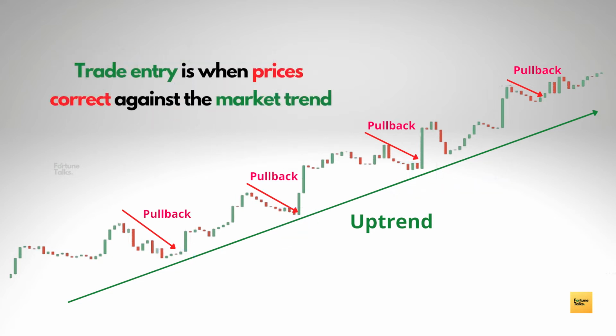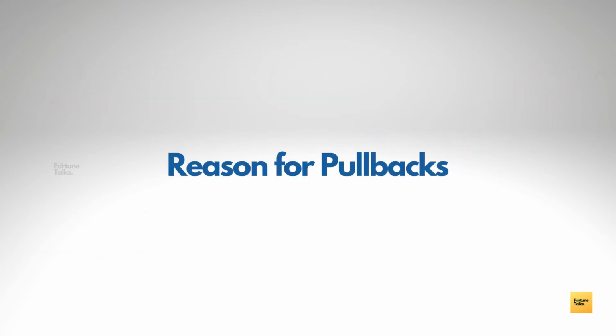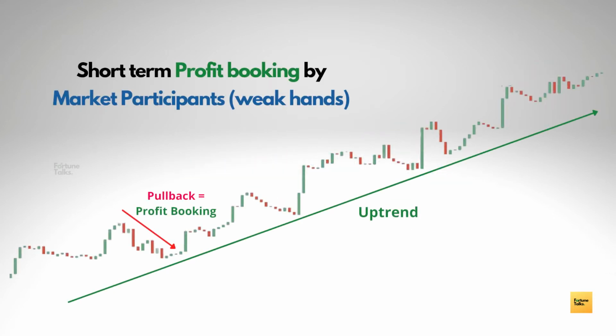As a pullback trader, you are trying to take a trade in the direction of the trend, but you look to enter when the market is going against the trend on the retracement or the corrective move, but you are still trading in the direction of the trend. And the reason for pullbacks in the prices is simple. It is due to the short-term profit booking by some traders, which causes the prices to dip lower.